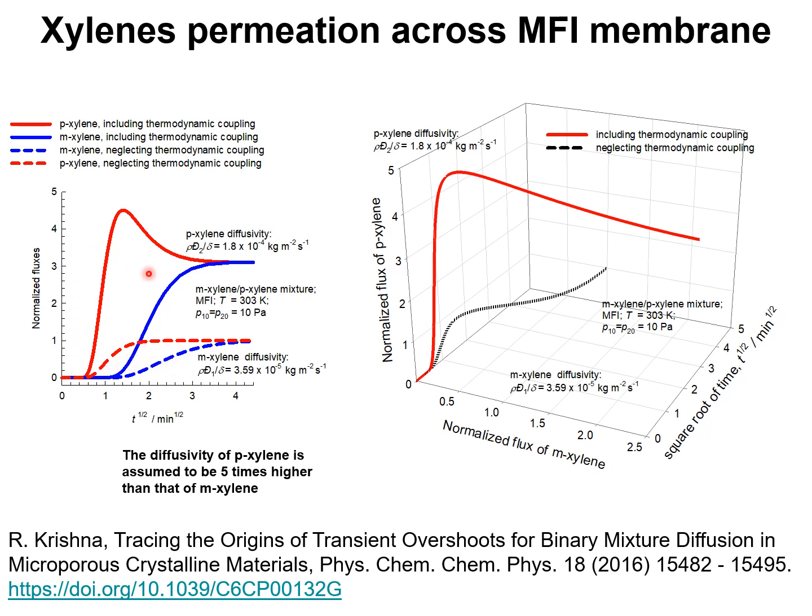Taking due account of thermodynamic coupling, we observe that the flux of para-xylene exhibits a pronounced overshoot in line with the experimental results of Matsufuji shown in the foregoing slide. The same set of simulation data are plotted in 3D space in this right figure. The details are available in my 2016 publication.